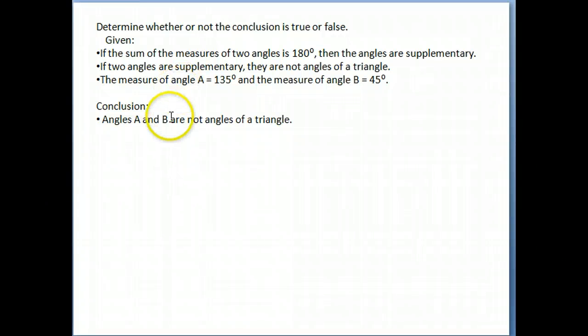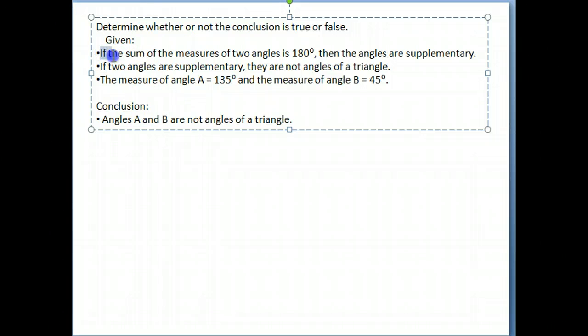So the conclusion is that angles A and B are not angles of a triangle. Is this true or false? Did this person do their work correctly, or do they need to study up some more? Well, let's take a look at these first two statements, because these are our law of syllogism statements right here.